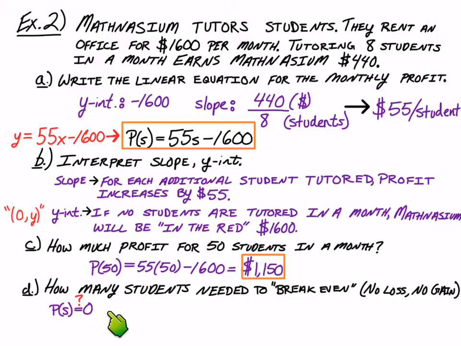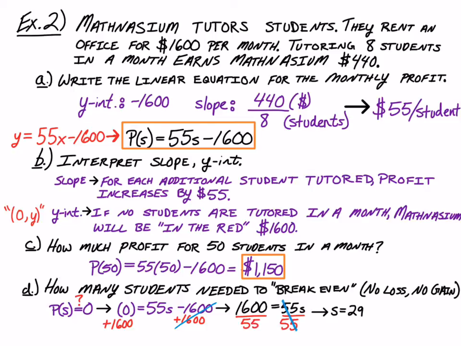In terms of the formula, I'm going to go ahead and plug in 0 for the profit and then solve for S, solve for the number of students. So I'll plug in 0 for the profit, where P of S used to be, I'll just put a 0. And I'll solve this for S. So go ahead and add that 1,600. So 1,600 equals 55S, and then just divide by 55. We're looking at 29.09 students to break even. So right at about 29 students, just to make up what they owe each month in rent. Then after that, they start actually accumulating profit.